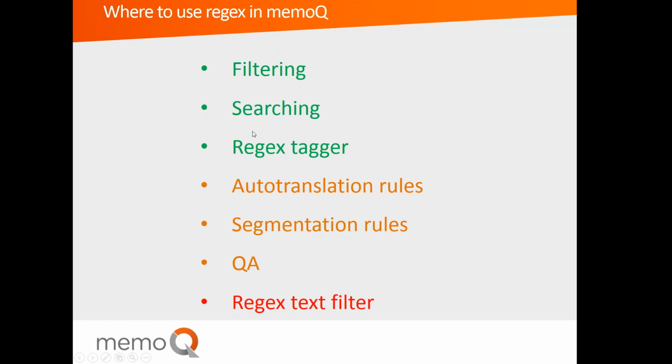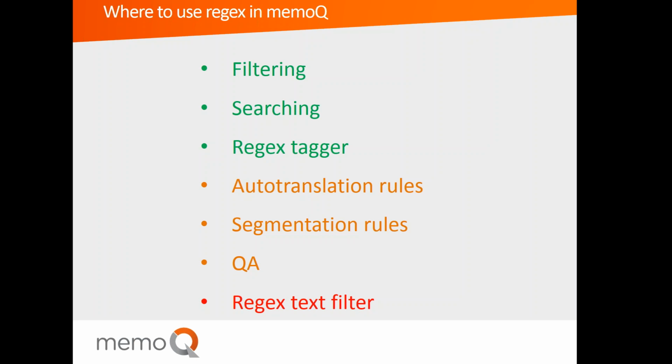Then searching, that means the find and replace feature of memoQ, can also use regex features. Then there is the regex tagger that can turn certain text patterns into tags. We have auto translation rules that can define how to translate certain patterns into the target language. And for these things, we have already covered a lot in the previous webinars.